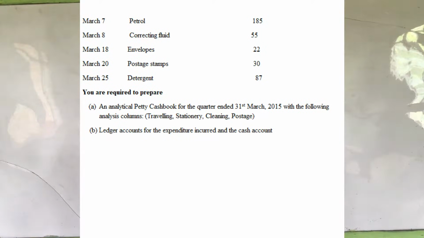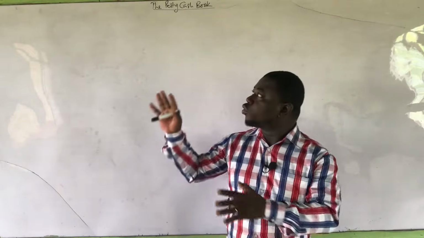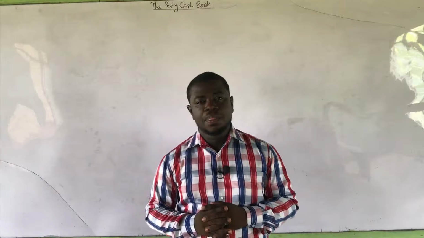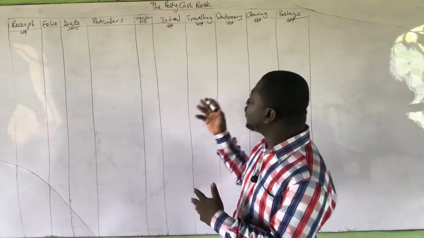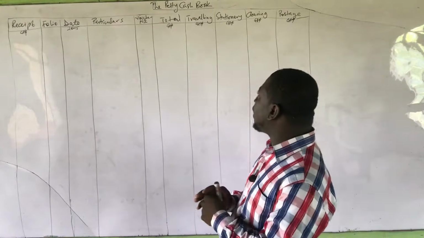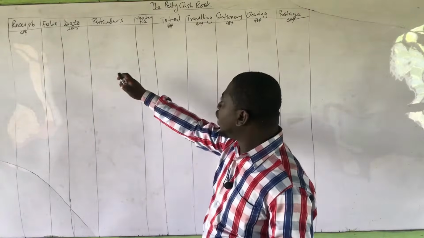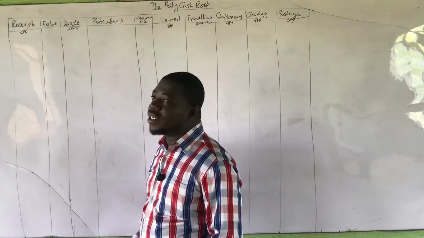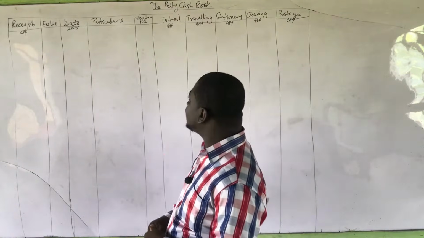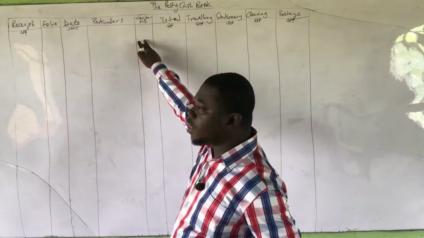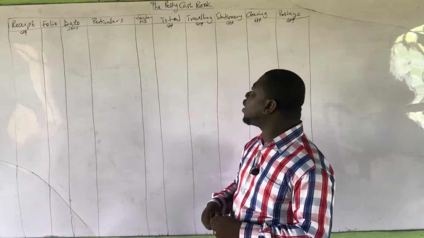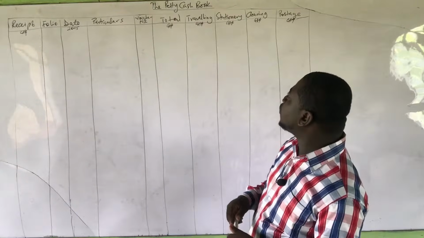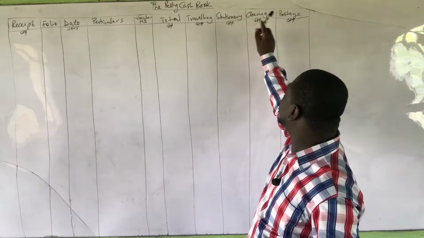Alright, so this is what we are going to do. I'm going to draw the format of the petty cash book on the board, and then we are going to make our entries. We are going to solve this question together. I have put the format down for you. We have the debit side, which is the receipts column, the folio, and then the date, which is in the year 2015. We have particulars, and then the payment voucher number, the total amount column, and then the analysis columns. We have already been given the analysis columns from the question: traveling, stationery, cleaning, and postage.